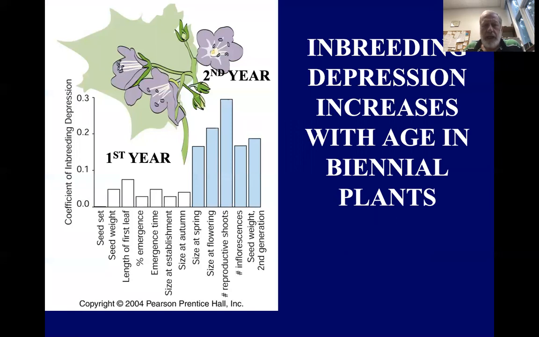So, looking at it in plants, biennial plants take 2 years to complete their life cycle. The first year they just grow a rosette of leaves, and then the second year they bolt or send up a flower stalk, producing flowers and seeds and reproducing. As we can see, these blue bars are much higher than the white bars. So in the second year, when they undergo sexual reproduction, this is when we see the effects of inbreeding really kick in, and the coefficient of inbreeding depression increases. And so they have fewer flowers and lighter seeds and so on and so forth.